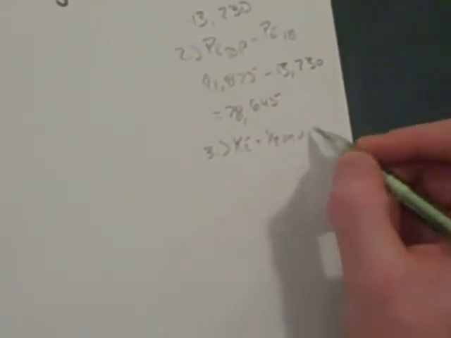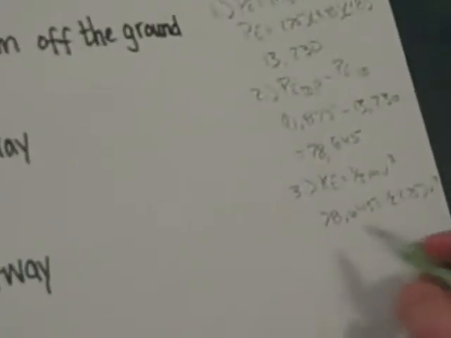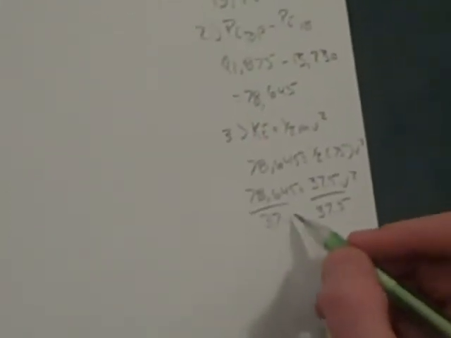Alright, and then the last step for that is to find the velocity. For that we use the kinetic energy equals 1/2 mass times velocity squared. So the kinetic energy we just found is 78,645 equals 1/2 mass, which is 75, velocity squared. So 78,645 equals 37.5 velocity squared. Divided by 37.5, and we get 2,097.2 equals velocity squared. Take the square root of both, and we get velocity equals 45.79.